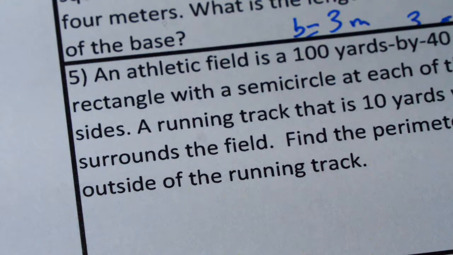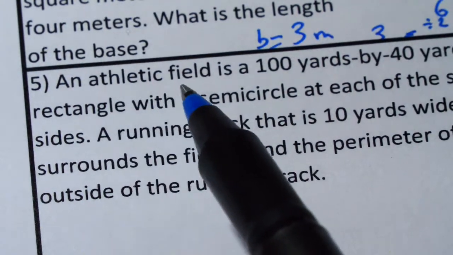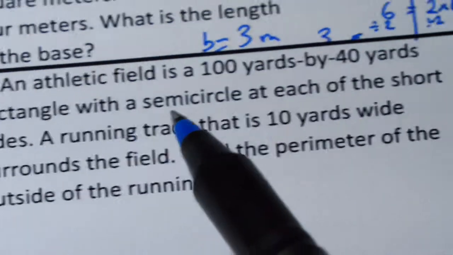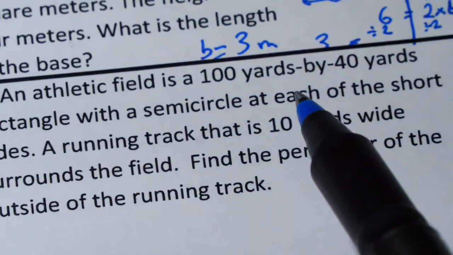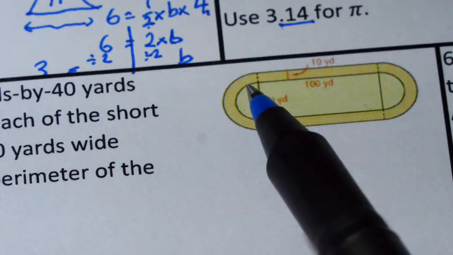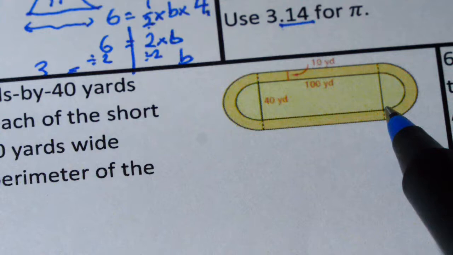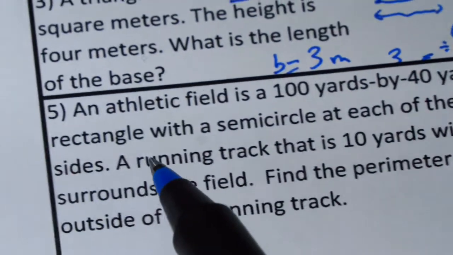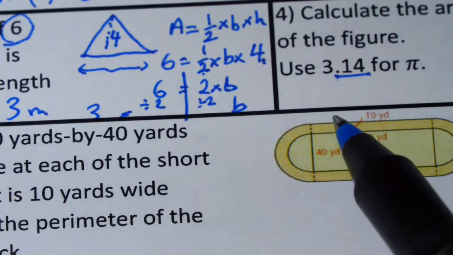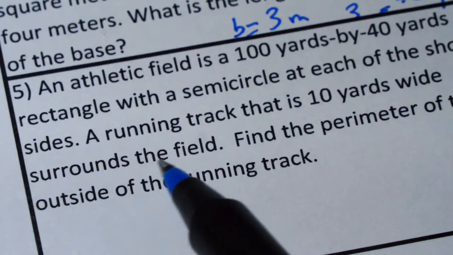Question 5. An athletic field is 100 yards by 40 yards. Rectangle with a semicircle at each of the short sides. So we have a rectangle here with a semicircle, a half circle at each of the short sides. Okay. A running track that is 10 yards wide. So we have a running track that is 10 yards wide, surrounds the field.